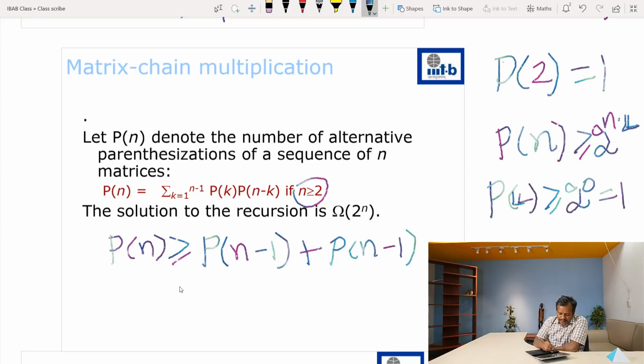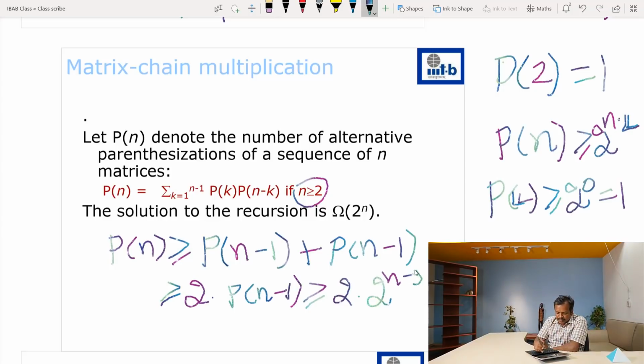So, P of n by this equation is certainly greater than or equal to 2 into P of n minus 1. By induction, P of n minus 1 is greater than or equal to 2 to the power n minus 3, which implies that 2 into 2 to the power n minus 3 is equal to 2 to the power n minus 2. So, by induction we have shown that P of n is greater than or equal to 2 to the power n minus 2.